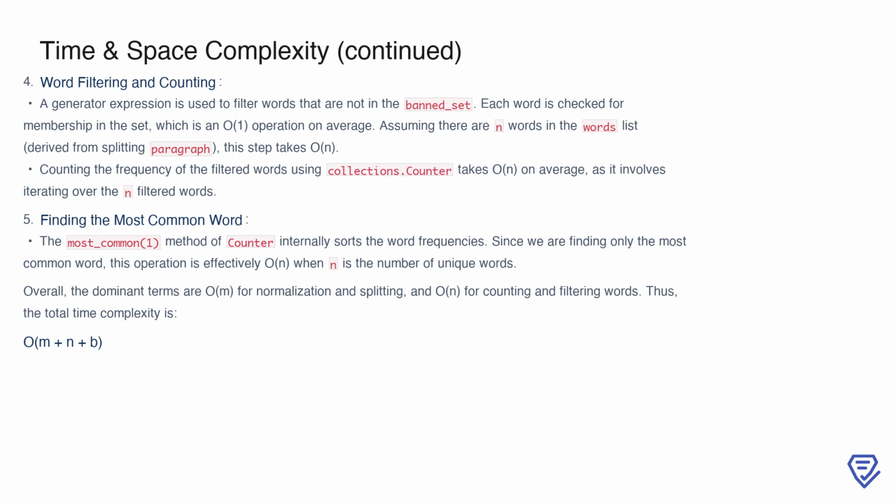After filtering, the collections Counter object is used to count the frequency of each word. Counting n words also takes O(n) on average, as each word is processed once. To find the most common word, the most_common(1) method is used. While this method sorts the frequencies internally, finding just the top result is effectively O(n), given the number of unique words. Combining these steps, the dominant terms in the time complexity are O(m) for normalization and splitting, and O(n) for filtering and counting. Thus, the overall time complexity for the solution is O(m + n + b).